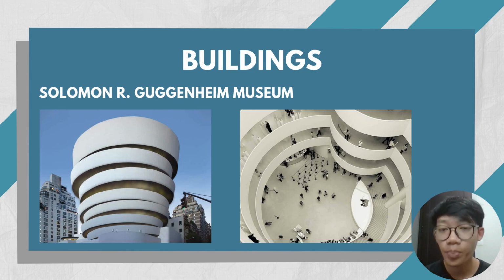Second, we have Solomon R. Guggenheim Museum, designed by Frank Lloyd Wright. It's located in New York City, USA. From the front facade, we can see that the building seems to be moving to the left and right. The circles or the rings in the facade create illusions that it's moving and not a static building.